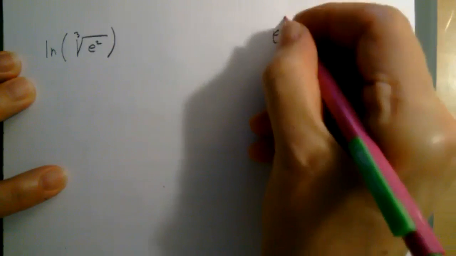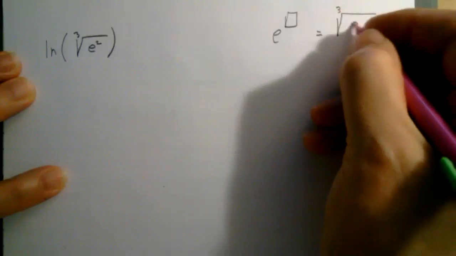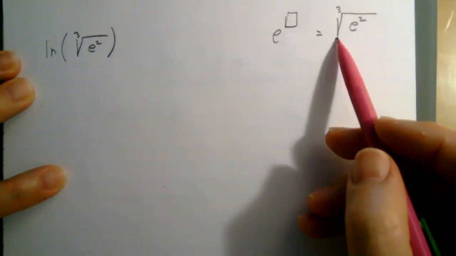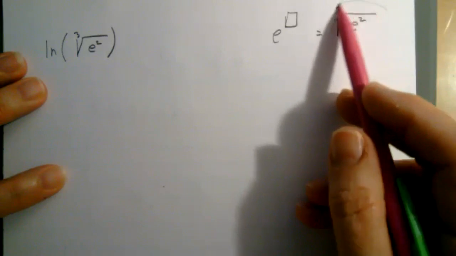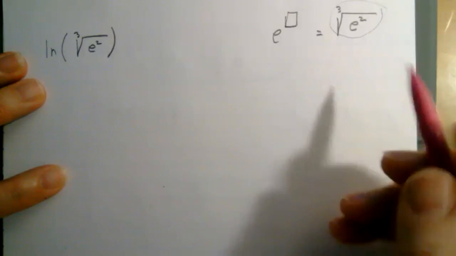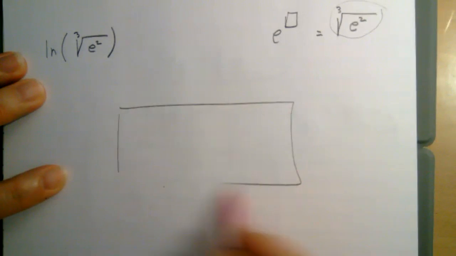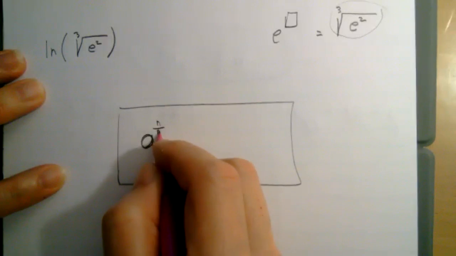Okay, so basically, e to which power gives me the cubic root of e squared? What this really boils down to is asking ourselves, how can I write this term as e to a power? 2/3. 2/3, exactly. Because remember, you have to remember this, because I'm going to be testing you on those.